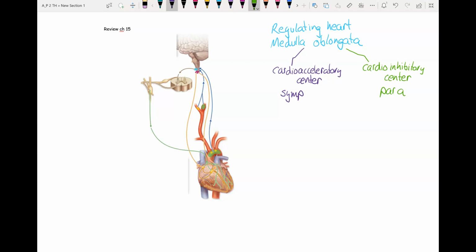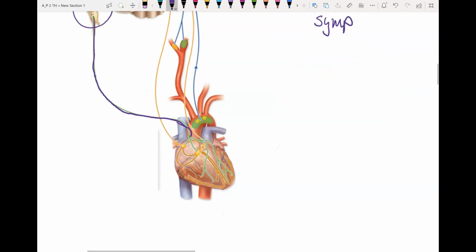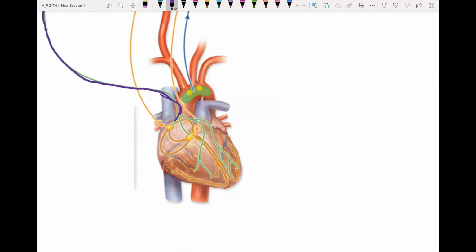If we do the sympathetic, remember this structure here from chapter 14? That is the sympathetic trunk. So anytime you see the sympathetic trunk, you know you're dealing with sympathetic stimulation. So this is our sympathetic nerve. And if we follow this sympathetic nerve, we get down here to the heart. Let's follow where it branches. It has a branch here to the SA node. Has a branch here to the AV node, and it has branches that come down here to the ventricles.